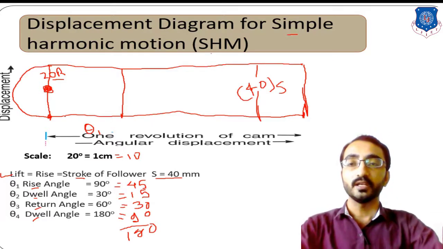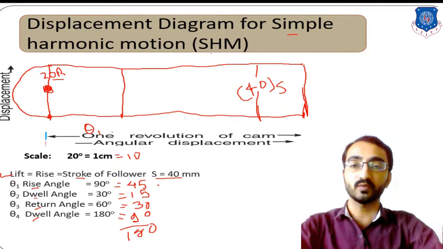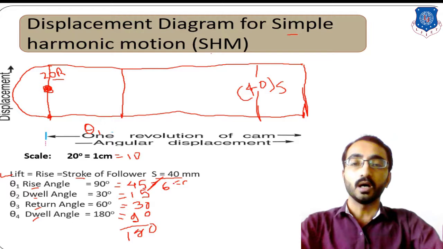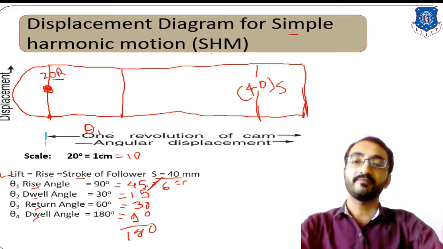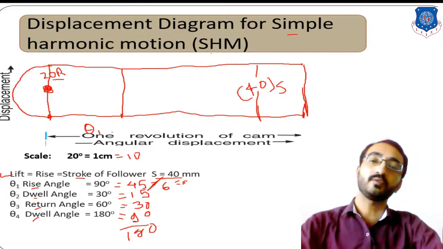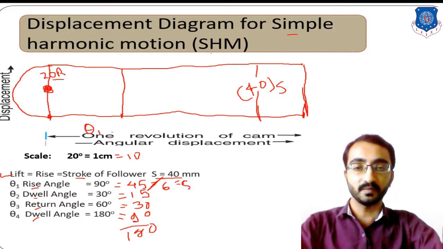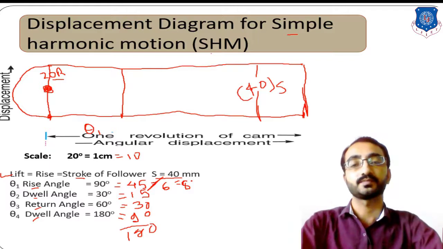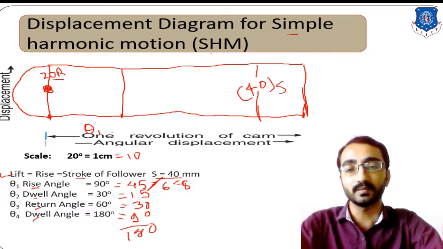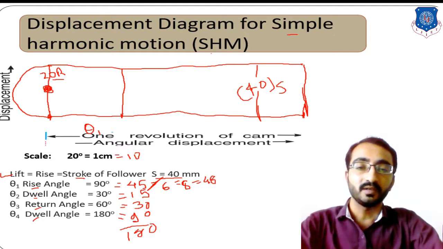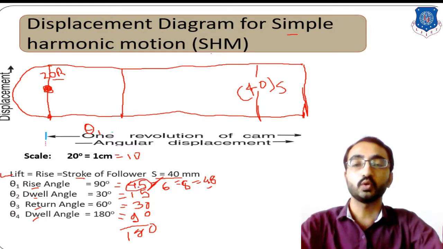To divide this horizontal line into 6 equal intervals, we simply divide 45 mm by 6. It will be around 7 or 8 mm. Let's consider it around 8 mm. Eight sixes are 48, so here it will be roughly 45 mm. That will help you divide into equal parts.